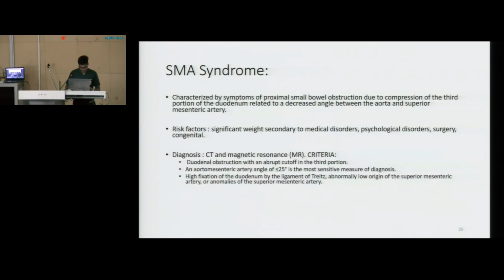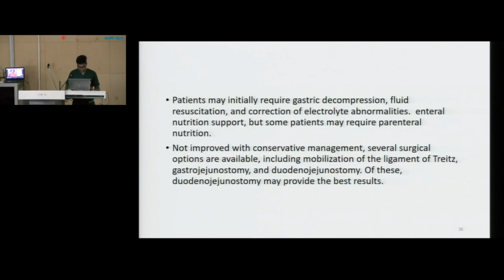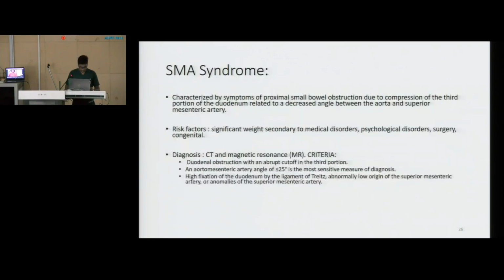SMA syndrome. SMA syndrome occurs due to a nutcracker effect upon D3 by the abdominal aorta and SMA. It presents with vomiting without abdominal distension, which usually occurs in adults with rapid weight loss. It might be congenital. The diagnosis of choice is CT, where aortomesenteric angle is less than 20 degrees and SMA distance is less than 8 mm. Ultrasound is also useful in certain cases.